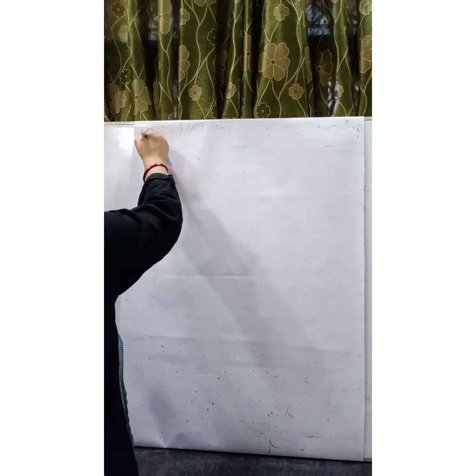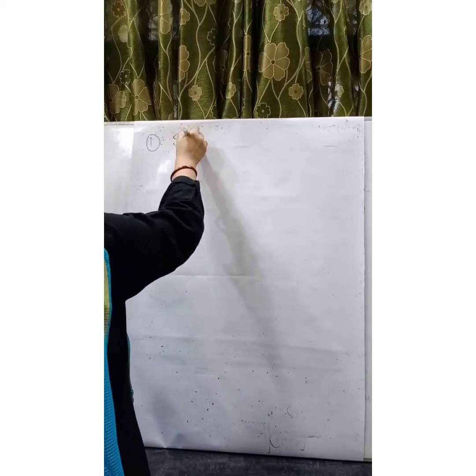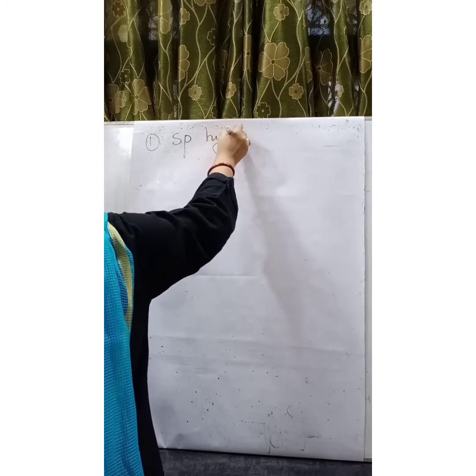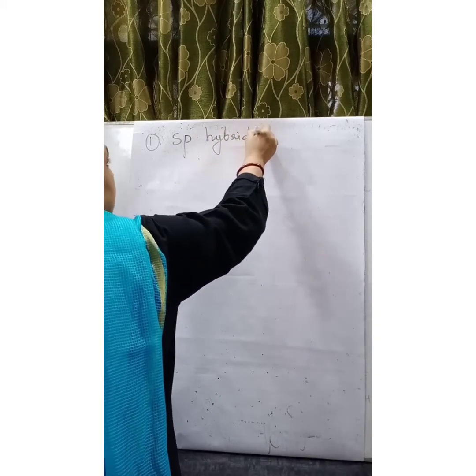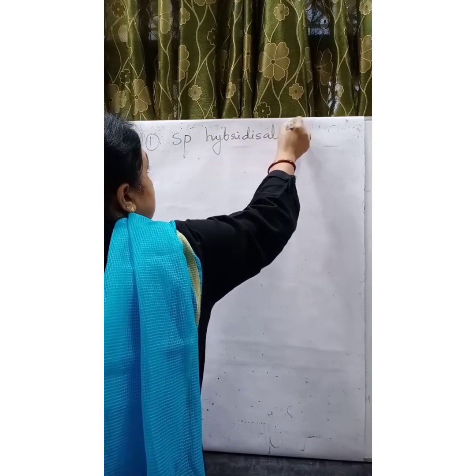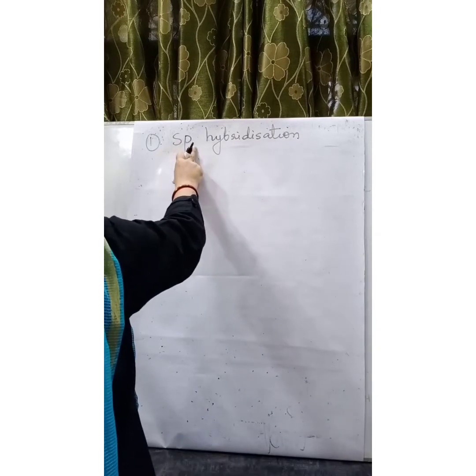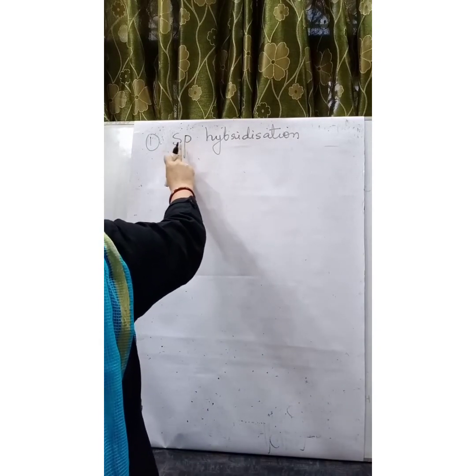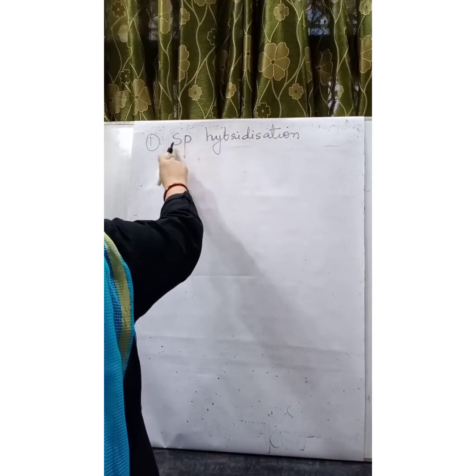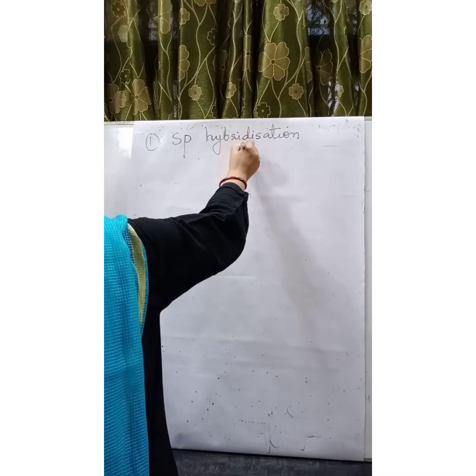Today we will discuss different types of hybridization using examples. The first type of hybridization is sp hybridization. As the name itself shows, two atomic orbitals, s and p, undergo intermixing to form sp hybrid orbitals. Let us take an example.